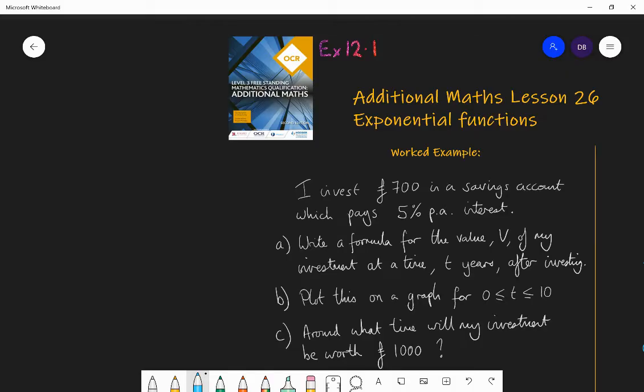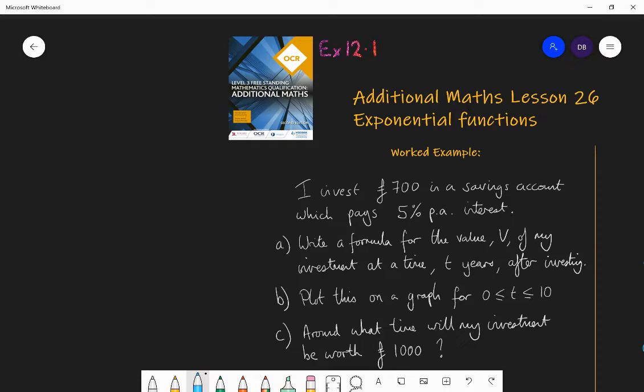In this chapter, chapter 12 of the textbook, it looks at exponentials and something called logarithms, which will be very new to all of you. And logarithms are ways of solving equations where the unknown is in the power. But before we get into that, we need to understand functions where the unknown is in the power. And these are called exponential functions.